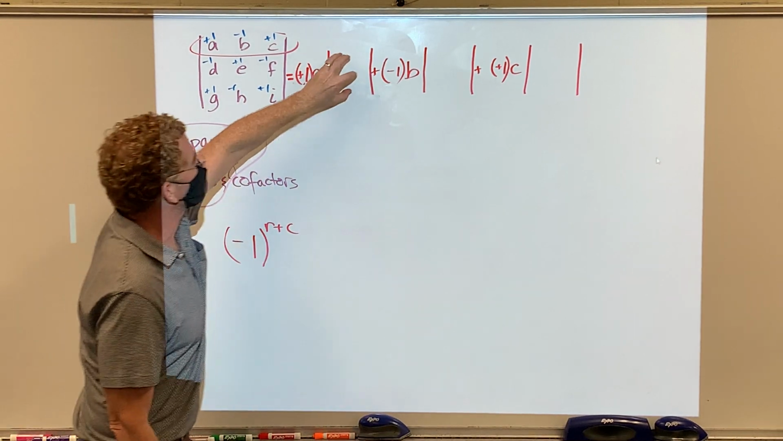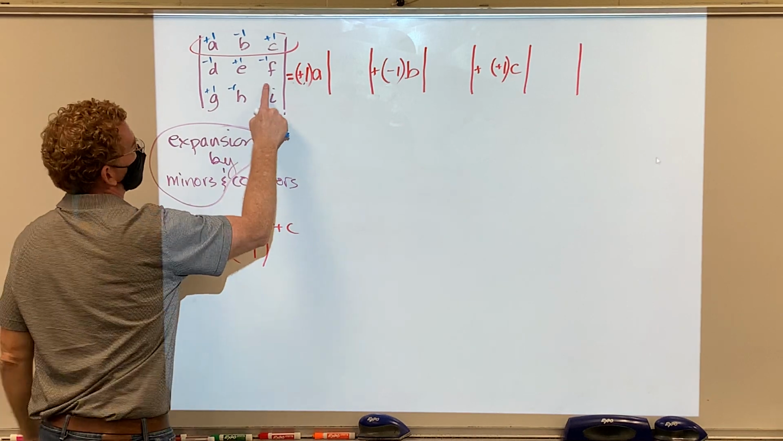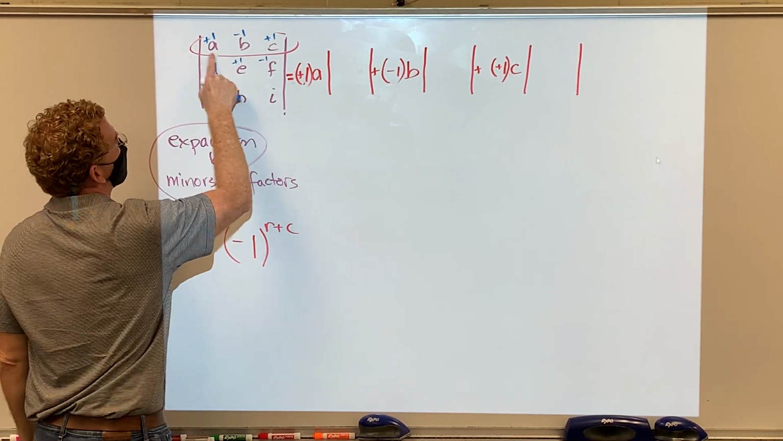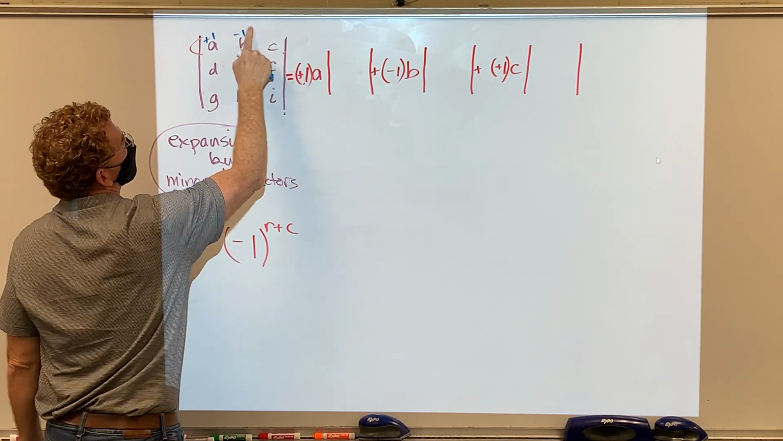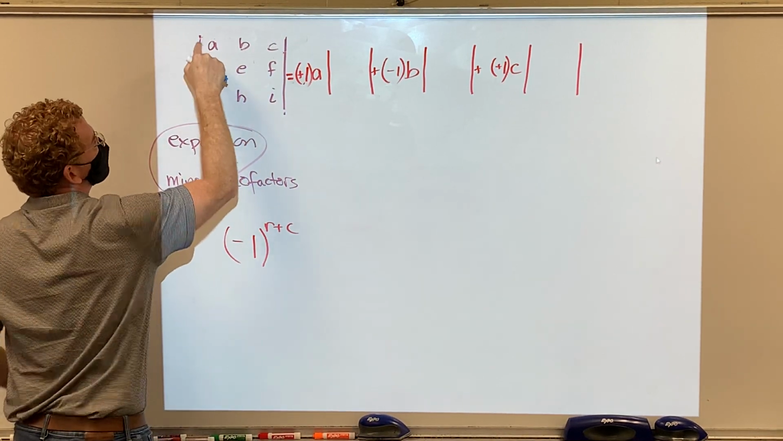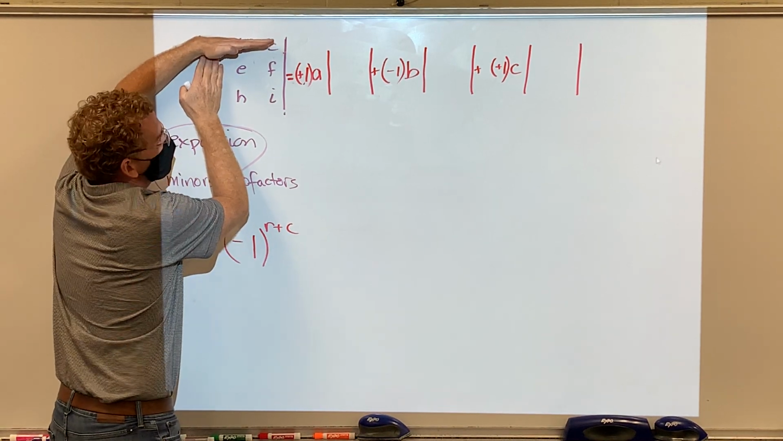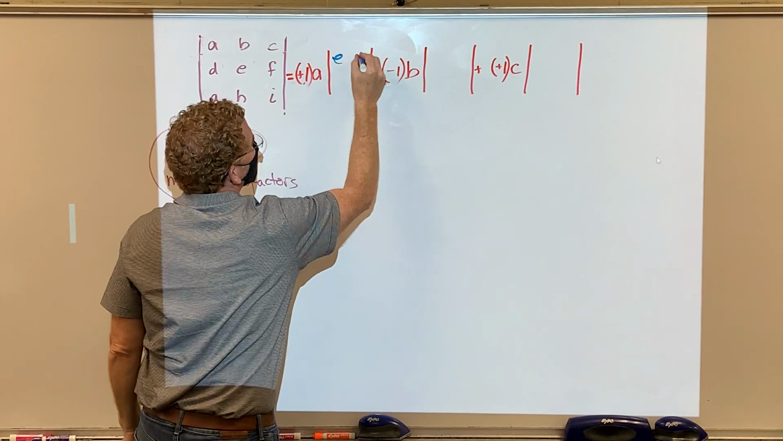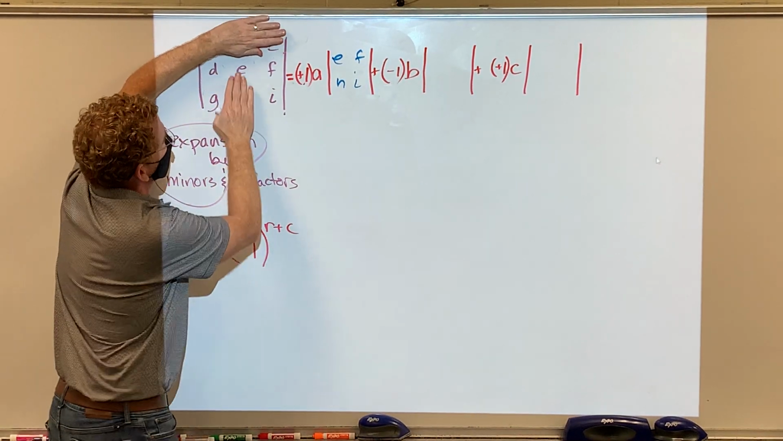All right, now let's fill in these. These are called minors. The minor of A, and I'm going to erase this blue stuff. The minor of A is everything that is not in the row or the column of A. So what is not in A's row or A's column? E, F, H, I. So plug that in there: E, F, H, I. What's the minor of the B?